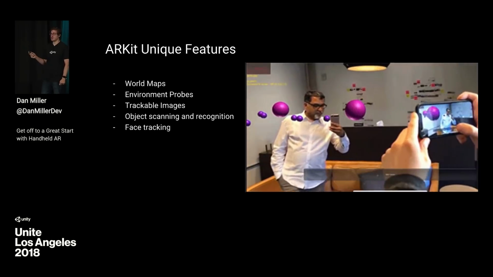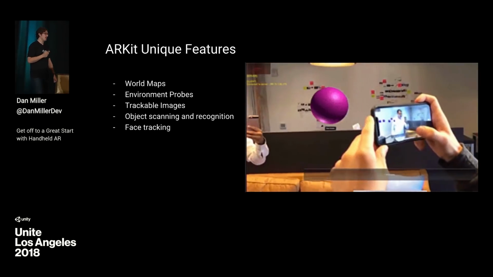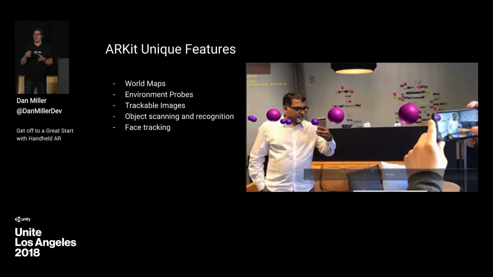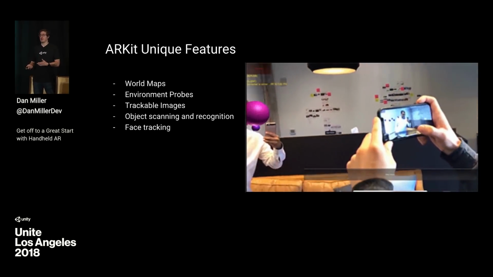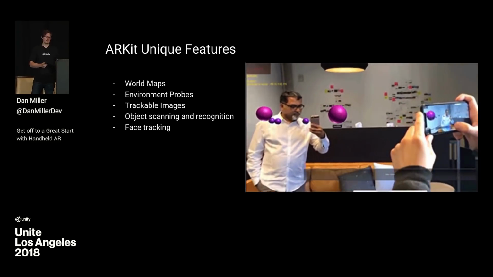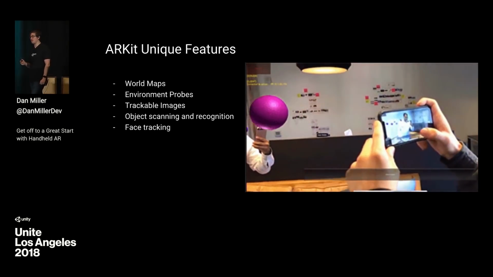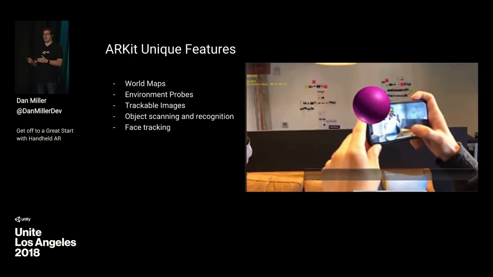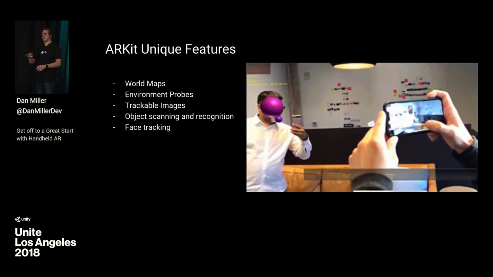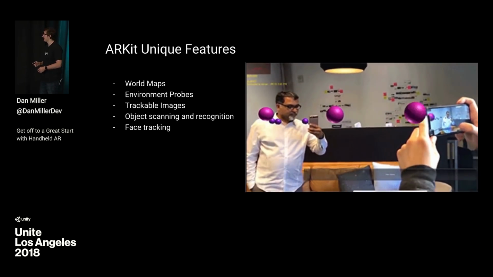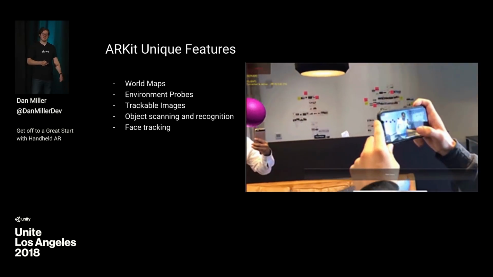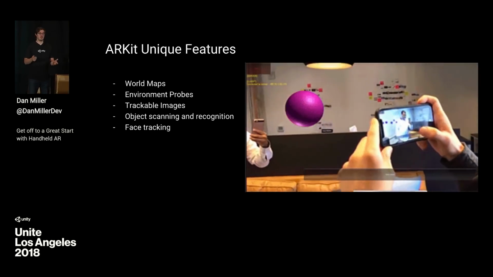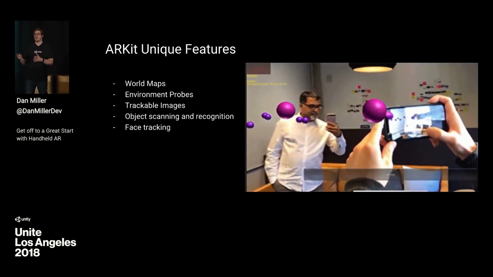And again, this is taking advantage of world maps. ARKit also has environmental probes, which allow you to understand the environment and then plug that into a reflection probe. I'll be talking about a little bit of that in a second. Last but not least, we have the trackable images, which is similar to what ARCore can do, but instead of just recognizing images, you can actually track them as they move around as well. There's also object scanning and recognition, which I showed a little bit earlier in my demos, as well as facial tracking, which is unique to the iPhone X series of devices.